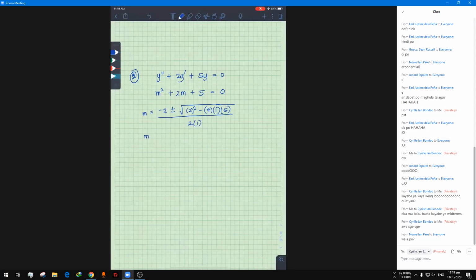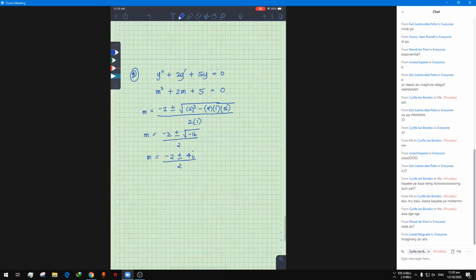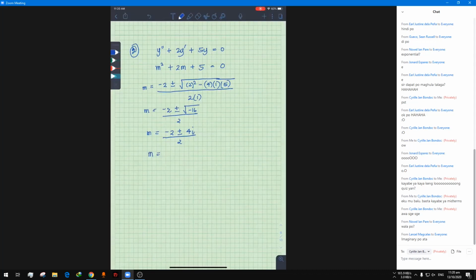So M then would be equal to negative 2 plus or minus the square root of 4 minus 20, negative 16, over 2. Kaya lang, the square root of negative 16, that is imaginary, di ba? Tama. So square root ng 16 is 4. Tapos yung square root of negative 1 is the same as I. Then divide it with 2. So ang M natin nun would be negative 2 over 2 is negative 1 plus or minus 2I. So yan ang roots natin.